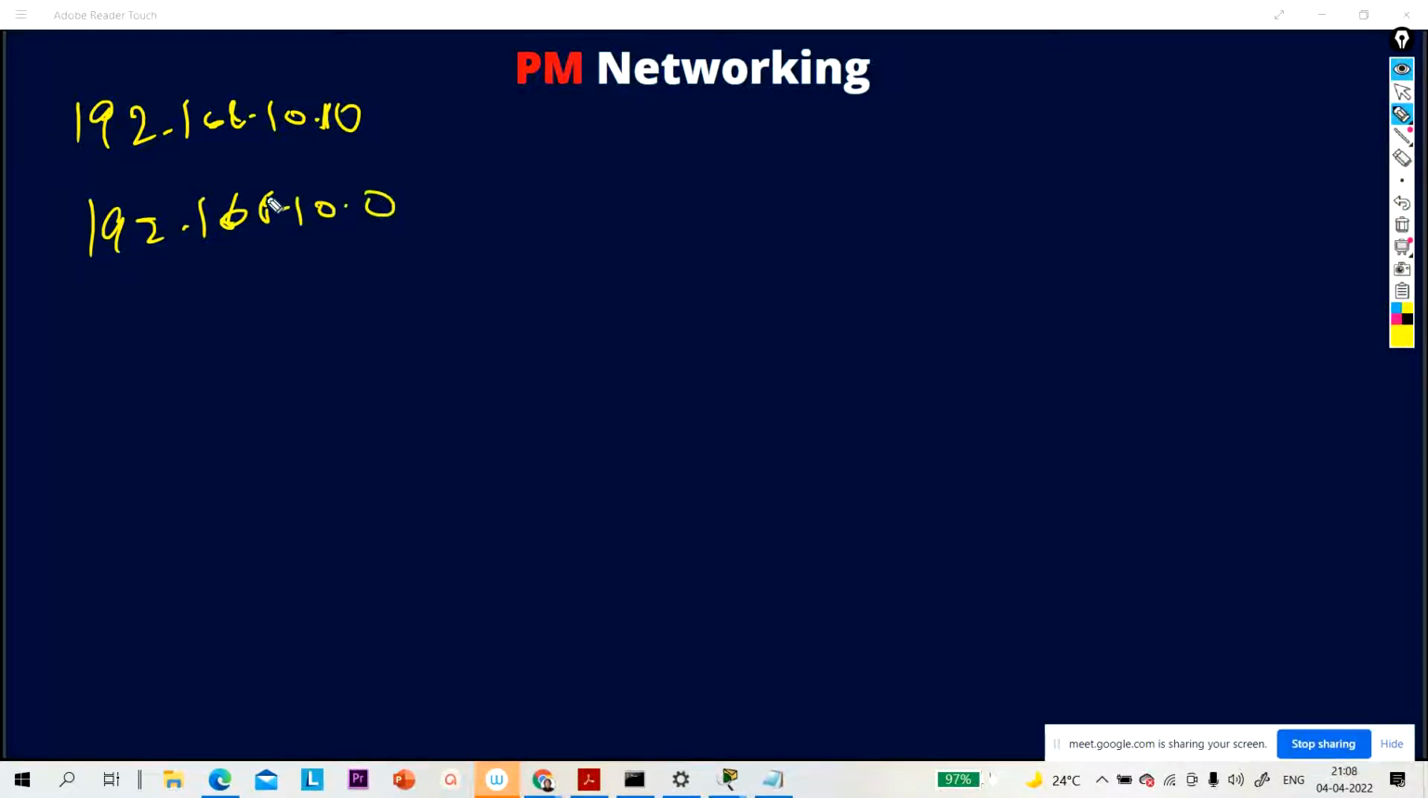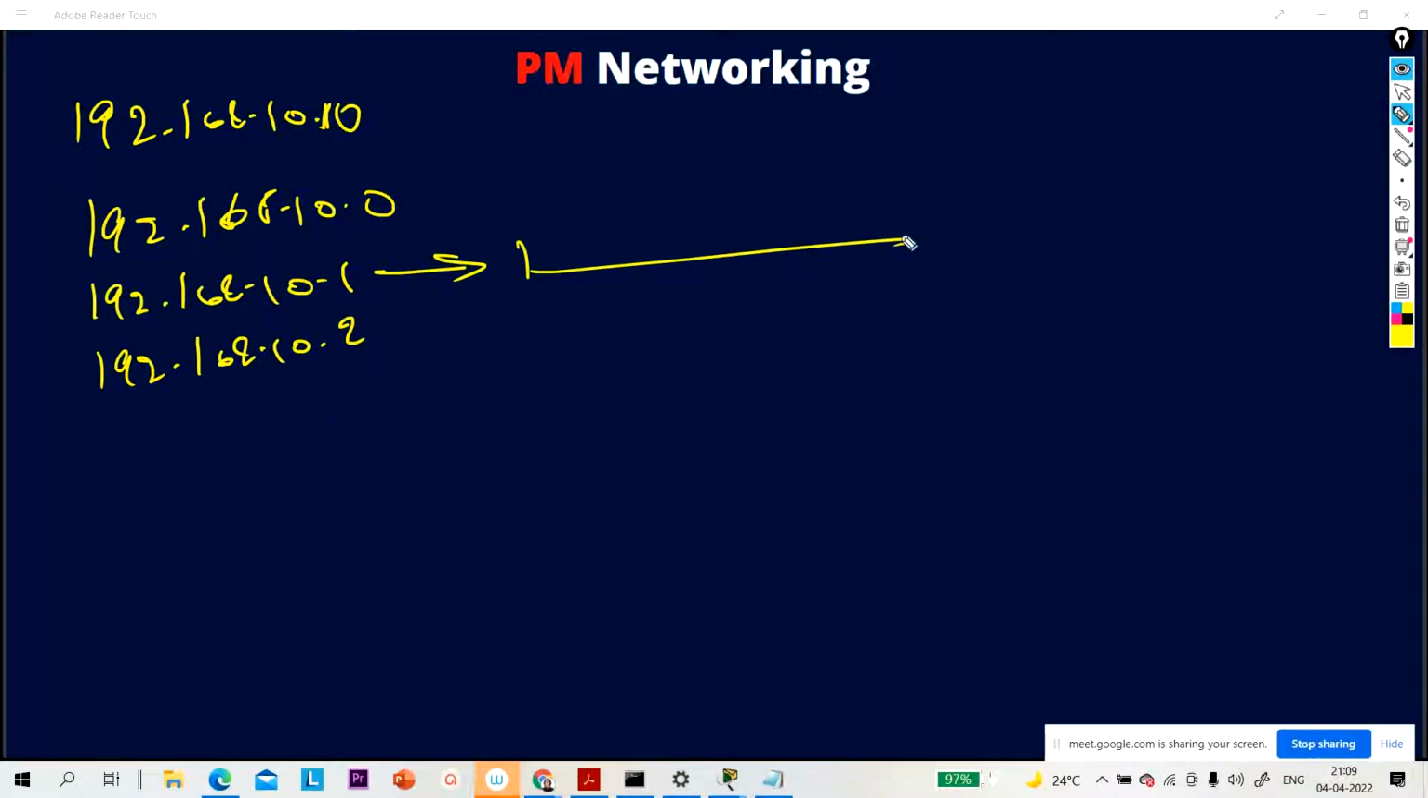192.168.10.0. What will be the last IP address of this network? 10.255. See, the first IP address will be 192.168.10.1. Second will be 192.168.10.2. That means in binary, I am writing only the last octet.